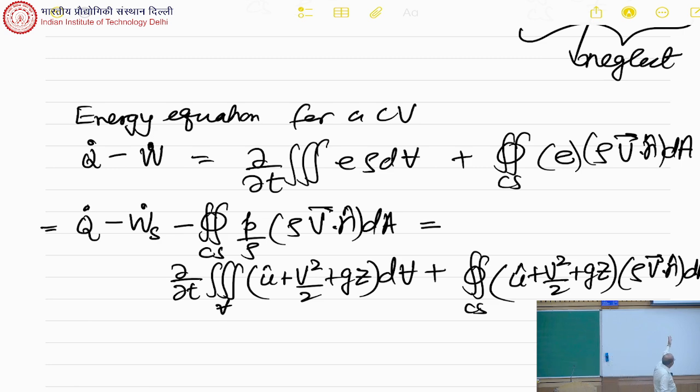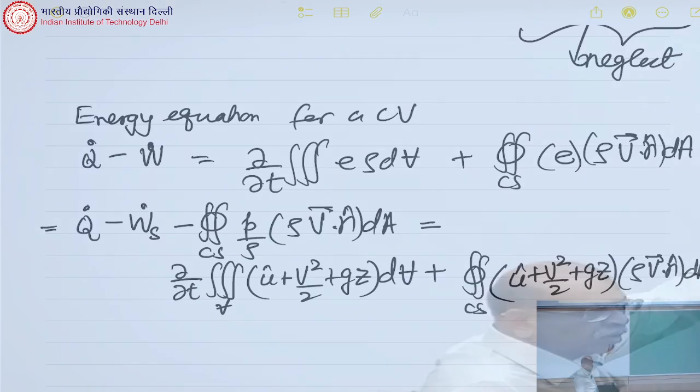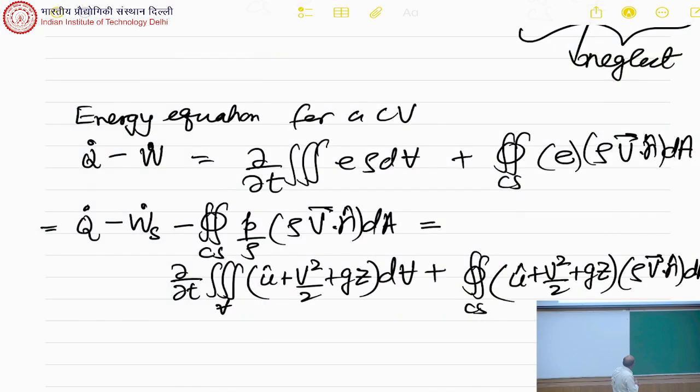So I have clubbed everything. W I have written as minus W dot S minus integral of P by rho V dot N dA is equal to partial by partial t. The right hand side comes from Reynolds transport theorem, and for small e, I have written all the three components. So this is where we are now combining. Now what I can do is take the P by rho term and combine it with the last term on the right hand side, because I have a surface integral rho V dot N dA.